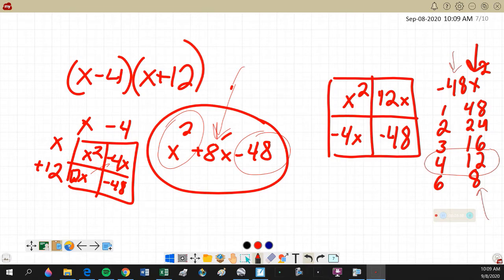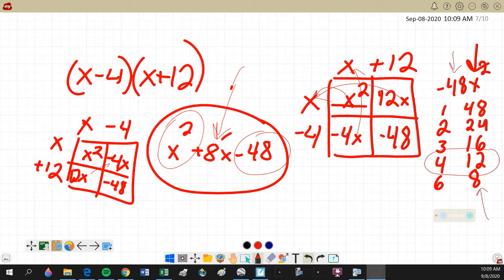Okay. Now, look at the top row. What does x squared and 12x have in common? X. Now, if I yank out an x, what's left? An x. And if I take out an x here, what's left? 12. And if I take an x out of here, I'm left with negative 4.